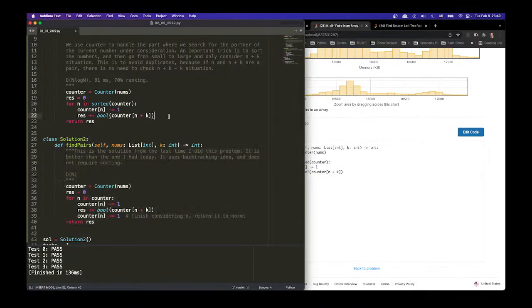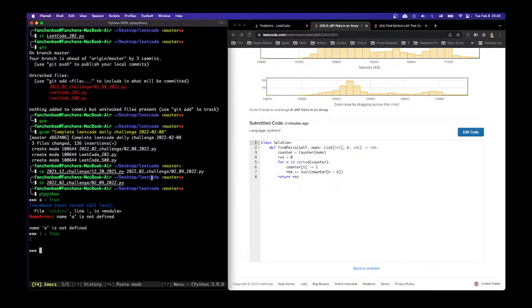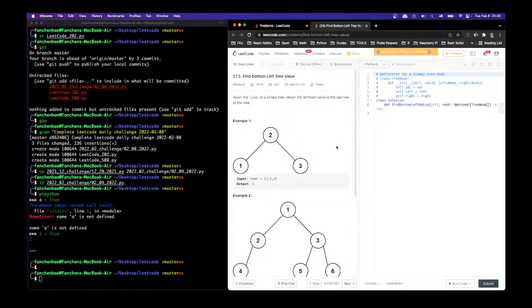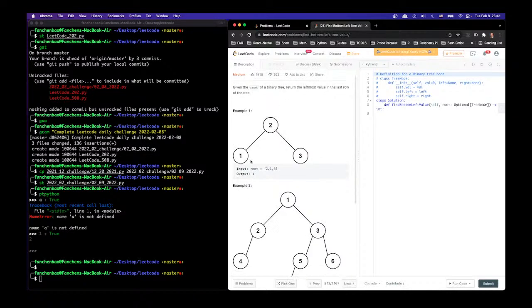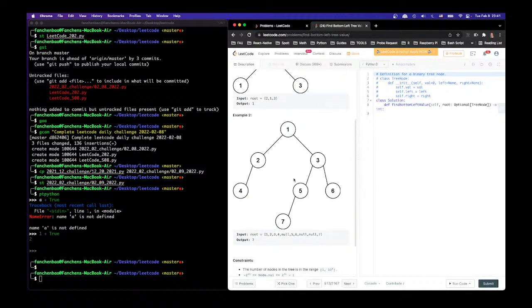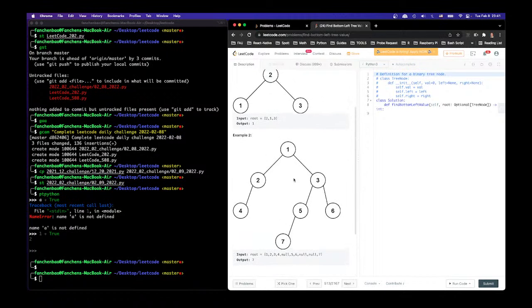All right, so that's that. Like meh. All right, what is this? Wait, have I done this before? No. All right, this is the extra. Find bottom left tree value: given the root of a binary tree. Oh, it's a binary tree. Then the leftmost value in the last row of the tree. So that's a 1. That's a 7. Interesting question. Very interesting question.